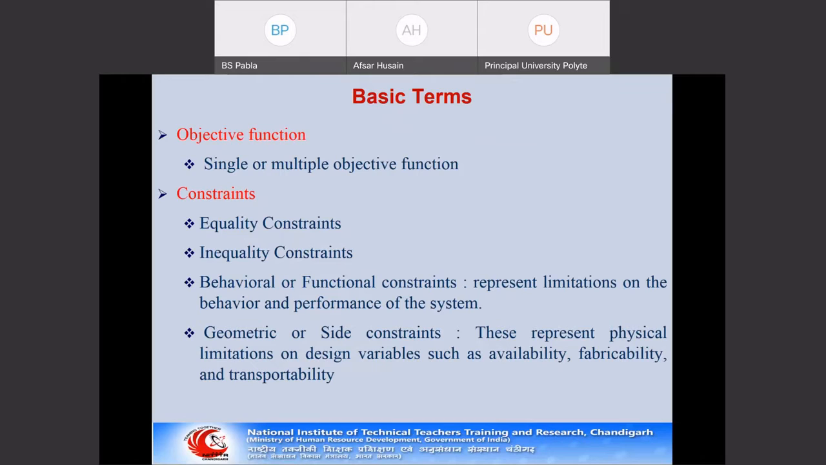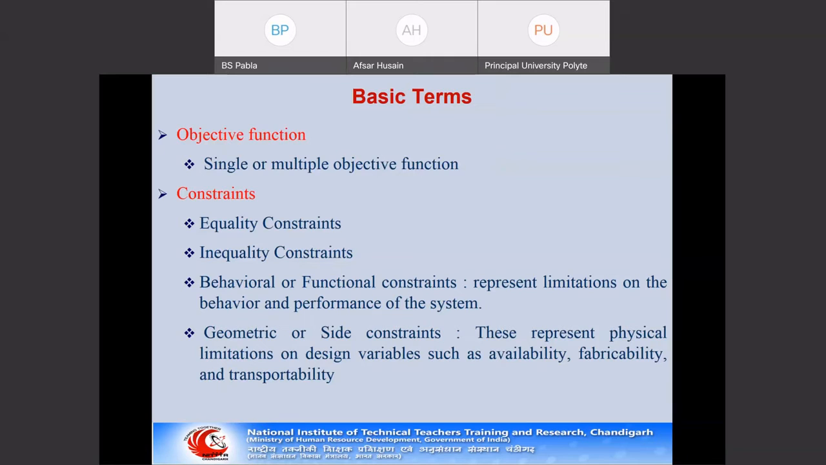So the objective function is a single or multiple objective function. That means we can have a single objective that we want to achieve, for example to minimize the cost. At the same time, I can have multiple objective functions, which say that I want to reduce the cost, at the same time I want to increase the profit also, or I want to increase the volume of production also. That becomes a multiple objective function problem.